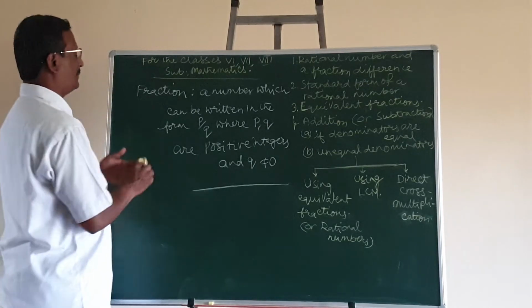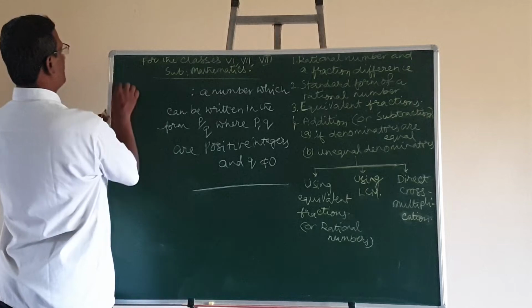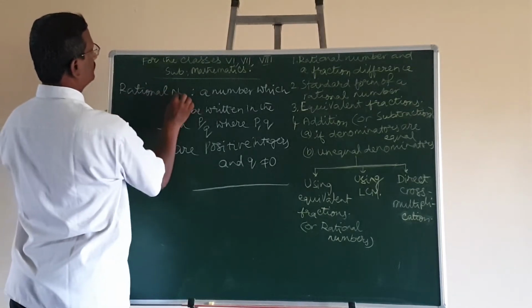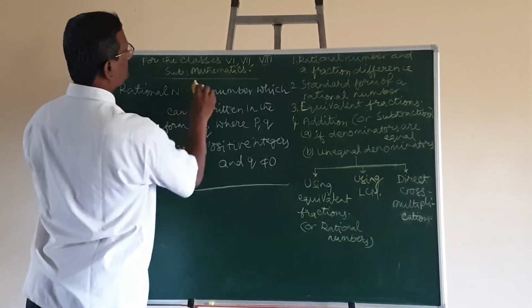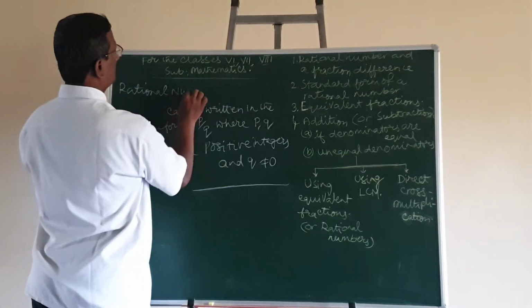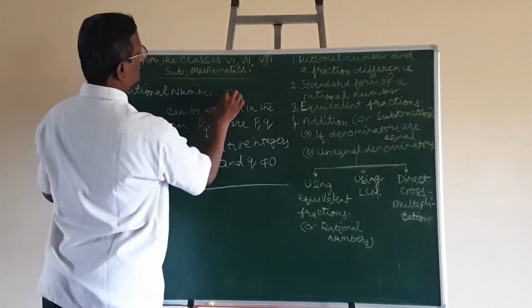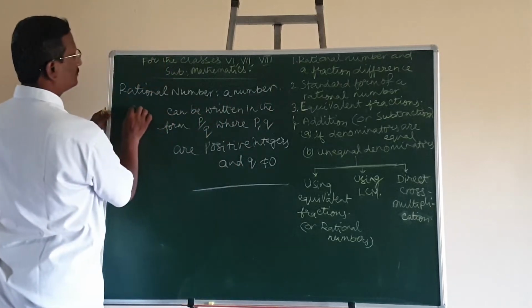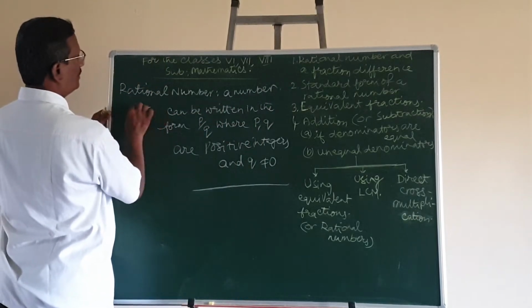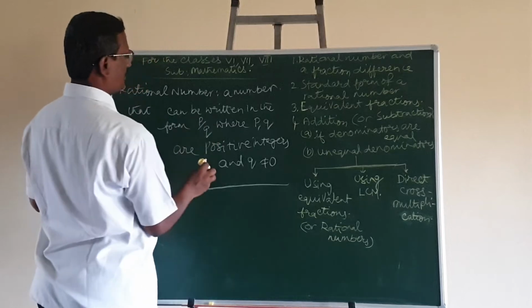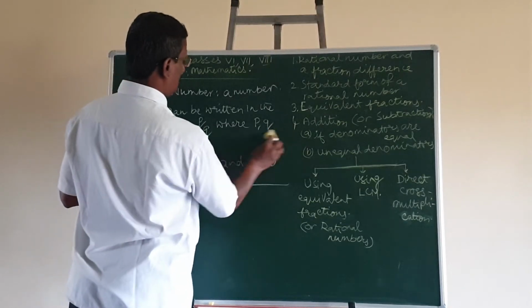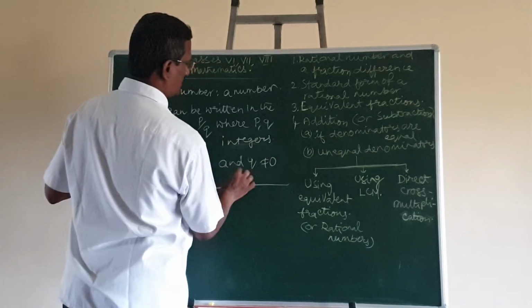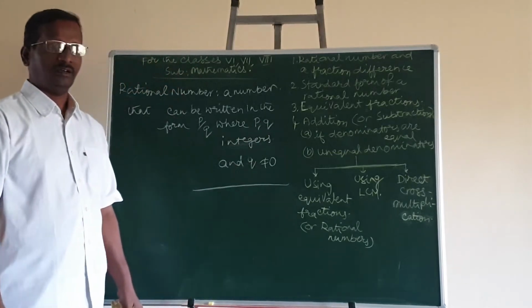When we go to rational number, a small difference. Rational number: a number that can be written in the form of p by q, where p comma q are just integers and q is not equal to 0, is a rational number.